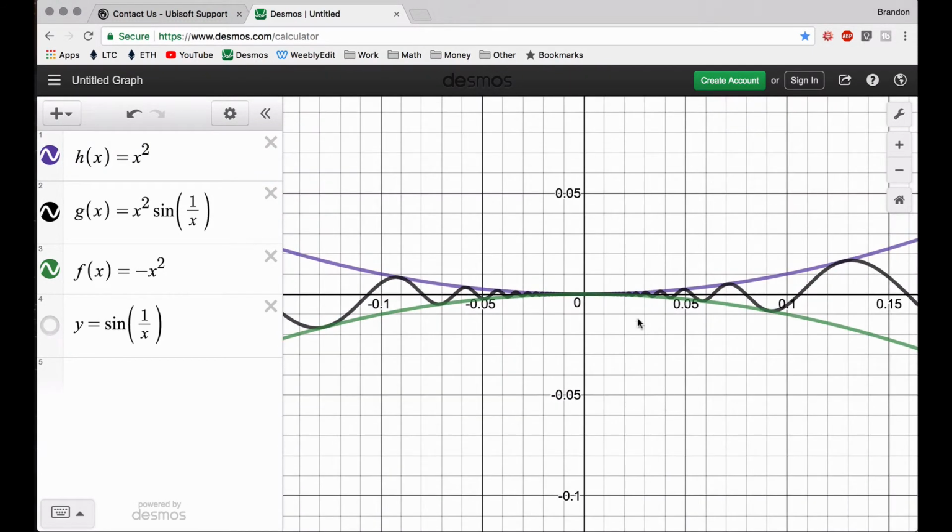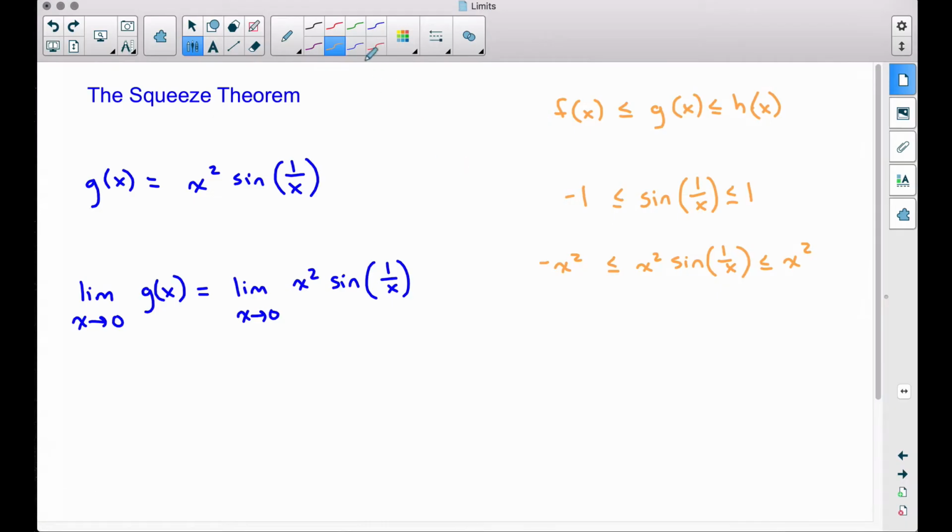But as we zoom in, this black curve is getting sandwiched in between the blue and the green. So what does the squeeze theorem really tell us? Do you see how this black is getting squeezed or sandwiched in between the blue and the green? How do we apply the squeeze theorem? Well, what we can do with these two functions right here, let's apply that same limit as x approaches 0.